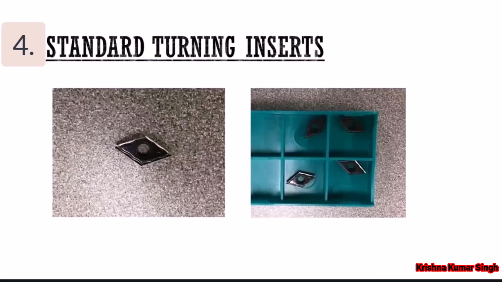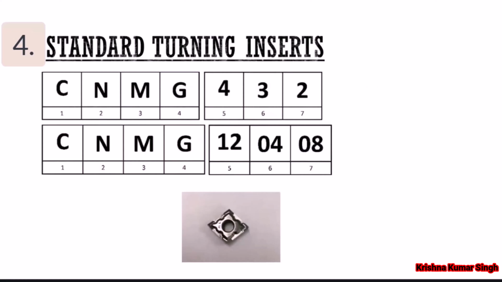In this section, we will discuss standard turning inserts. By standard, I mean tools that can be coded based on ANSI or ISO standards. So first, let's discuss how turning inserts are represented by a code based on these standards. The turning insert shown here can be represented by a code like CNMG 432 or CNMG 120408.